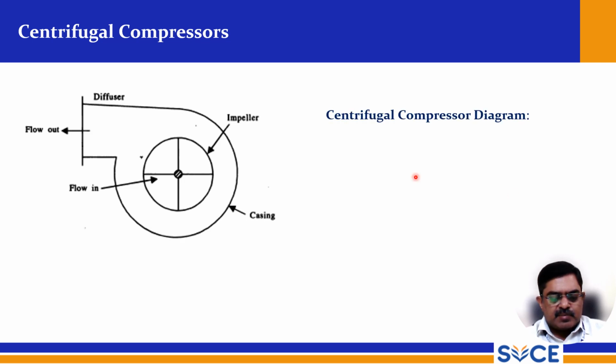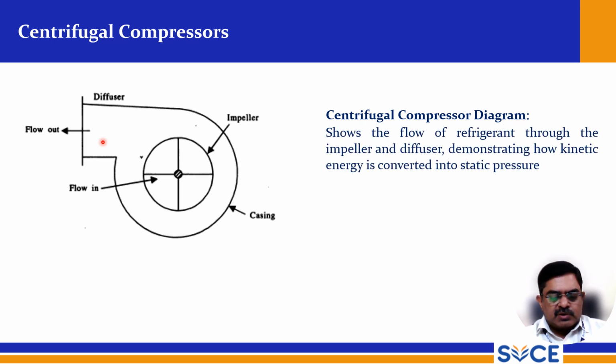So this is the centrifugal compressor and this is the impeller. When it rotates in this anti-clockwise direction, the flow comes in, and that flow will be sent out with higher pressure. So this is the centrifugal compression diagram. This diagram shows the flow of refrigerant through the impeller and diffuser. The impeller is shown here, the diffuser is not shown here, demonstrating how kinetic energy is converted into static pressure. So kinetic energy is converted into static pressure here.